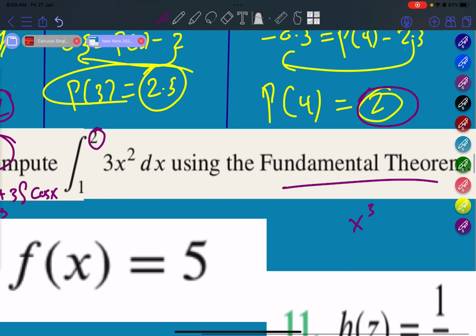Now let's substitute 2 for x. It becomes 2 power 3 minus 1 power 3. So 2 power 3 will equal 8, minus 1 power anything will be 1. Hence 8 minus 1 will equal 7.